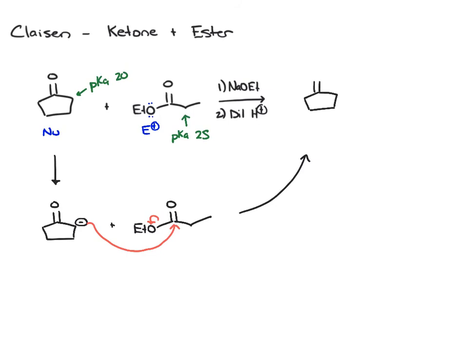So now when we draw the product, here's our new bond to the carbonyl carbon, and that still has the ethyl group attached. The product of this is a 1,3 diketone. Or you could also call that a beta diketone.